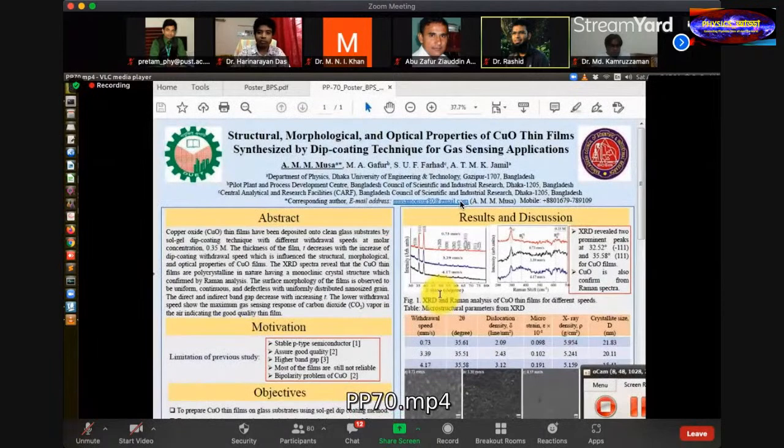Hello everyone, this is Abul Mohsen Mohammad Musa. Our topic is the structural, morphological and optical properties of copper thin film synthesized by dip coating technique for gas sensing applications. Copper thin films have been deposited onto clean glass substrate by sol-gel dip coating technique with different withdrawal speeds at molar concentration 0.3 mole.